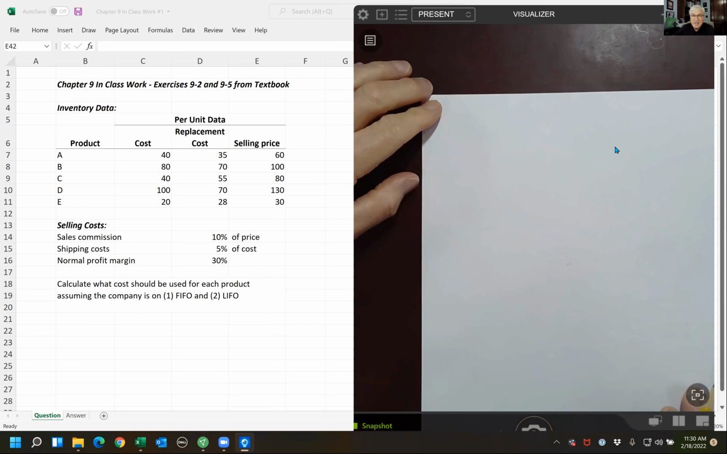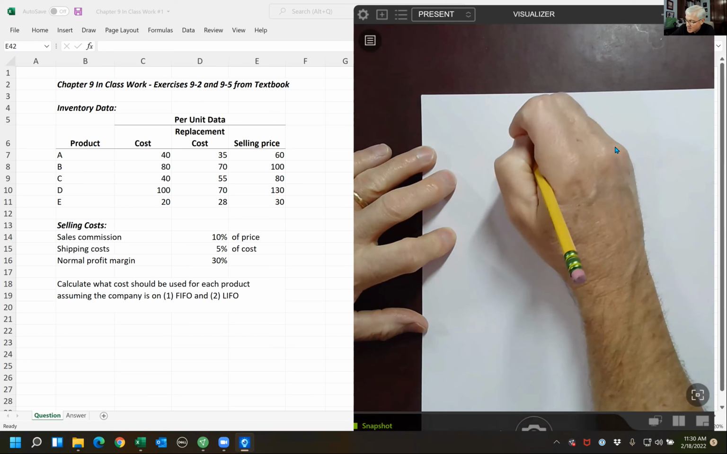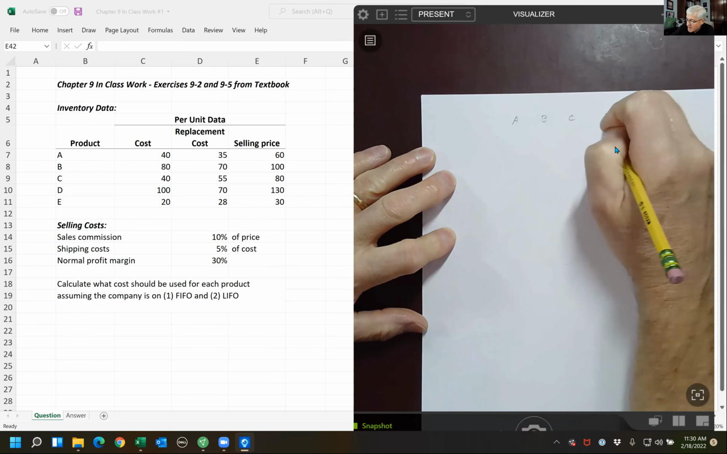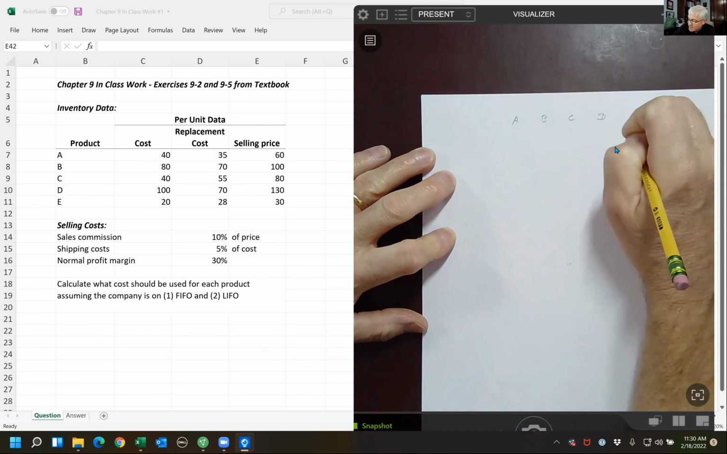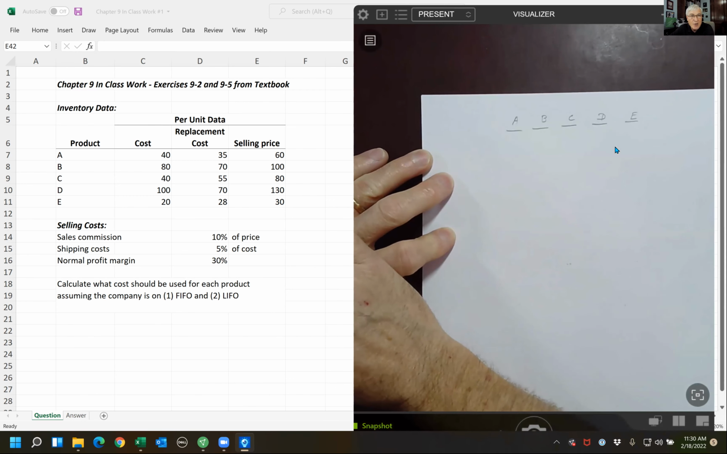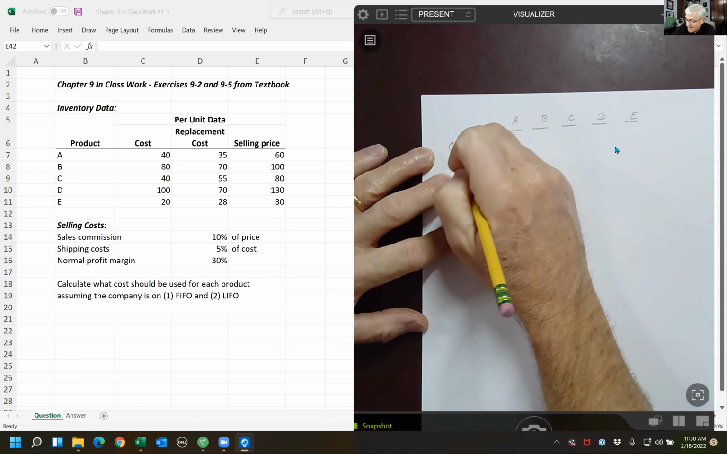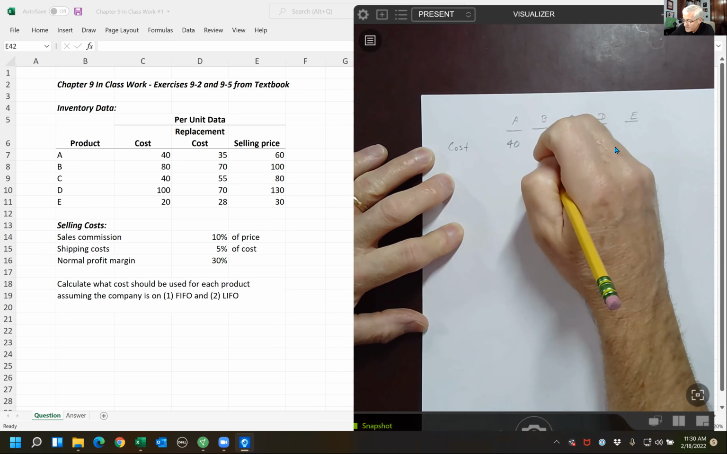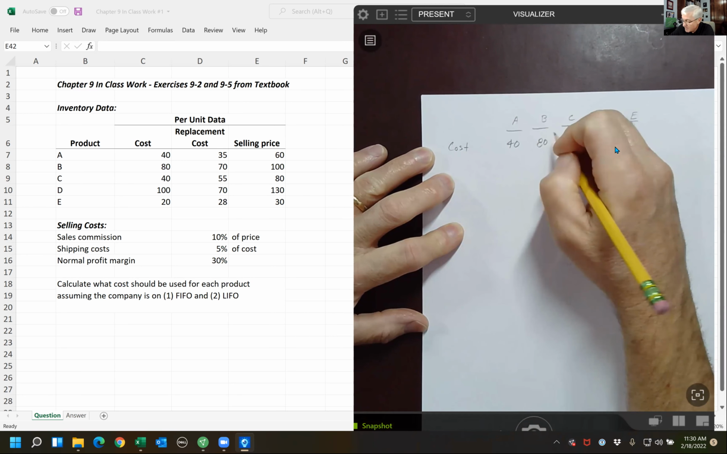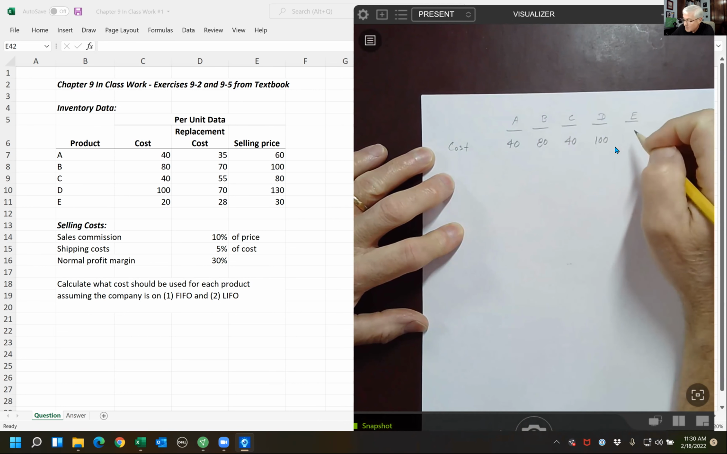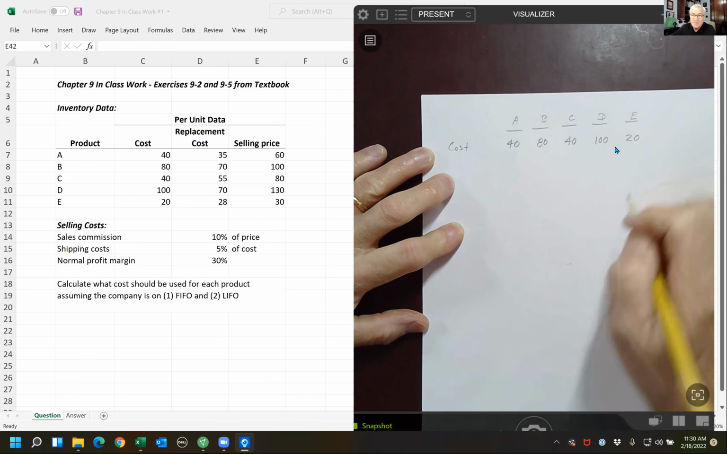Okay, so let's just get started here. I'm going to label my products across the top here: A, B, C, D, and E. If you watched my lectures before, my handwriting is not the greatest, and not much I can do about that, I guess. So let's look at the cost: 40 for product A, 80 for product B, 40 for product C. Product D is $100, and product E is $20.